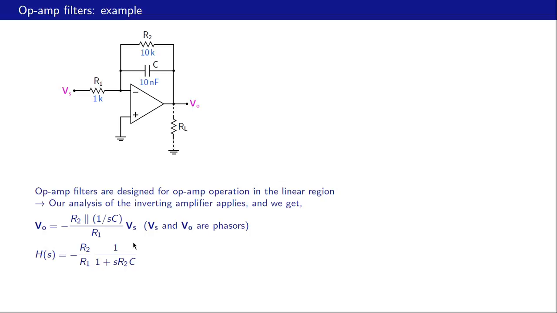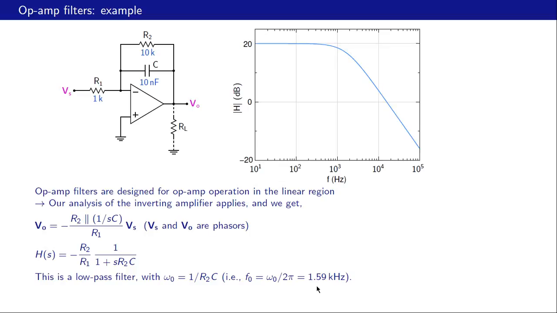And in fact, we have looked at the plot of this second expression, the magnitude as well as phase. So this is a low pass filter with omega naught equal to 1 over R2C. That is, F naught in this particular case is omega 0 by 2 pi, which is 1.6 kilohertz. So this circuit will function as a low pass filter with a cutoff frequency of 1.6 kilohertz. And that is the plot of mod H in dB versus F on a log scale. It has a gain of 20 dB in the pass band, as opposed to the passive RC low pass filter that we have seen, which had a gain of 0 dB in the pass band.